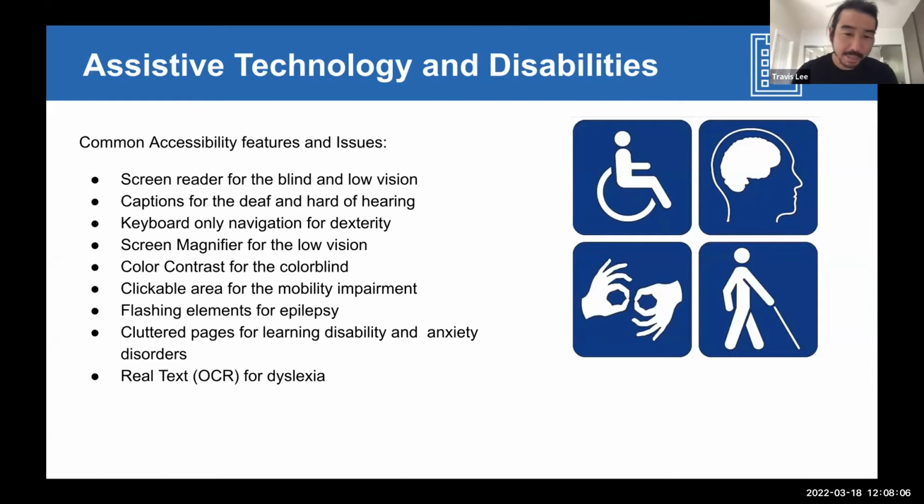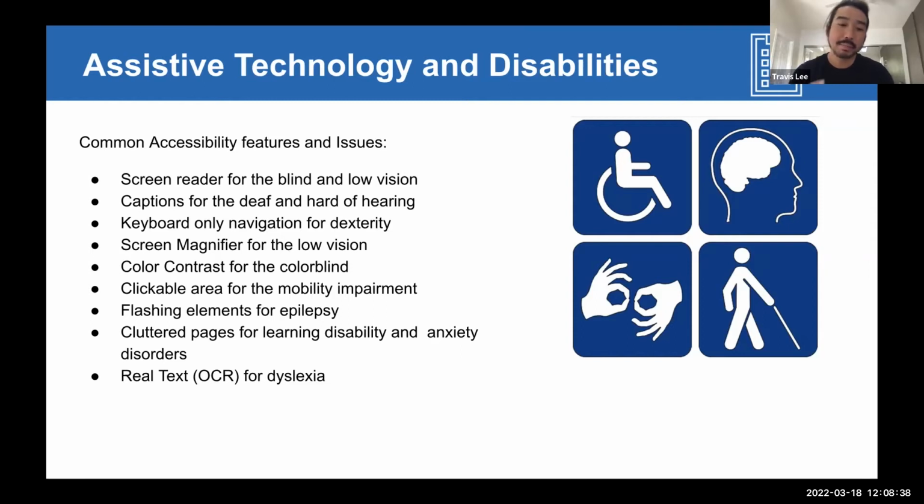Reducing flashing elements helps people with epilepsy. I remember recently reviewing a website that had a looping animation, and that's considered a fail for epilepsy. Cluttered pages are an issue for learning disabilities and anxiety disorders. Think about how you design your web pages in your LMS, making sure there's no clutter or overwhelm, chunking up your material, learning objectives, readings, assignments, and doing that cleanly. That really helps people with disabilities as well. And real text, something called OCR, optical character recognized text, for dyslexia.